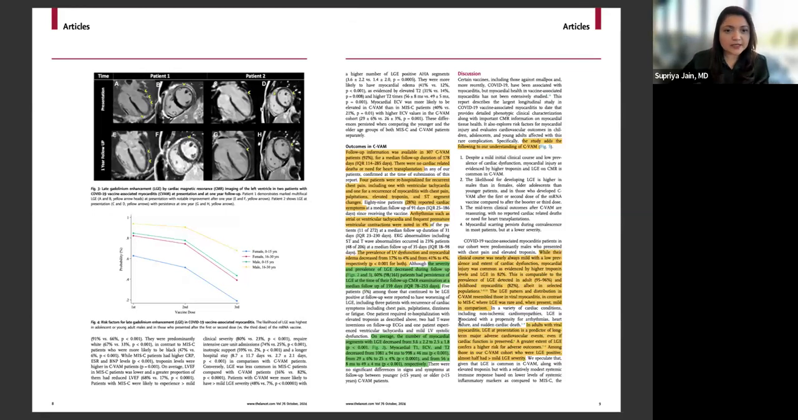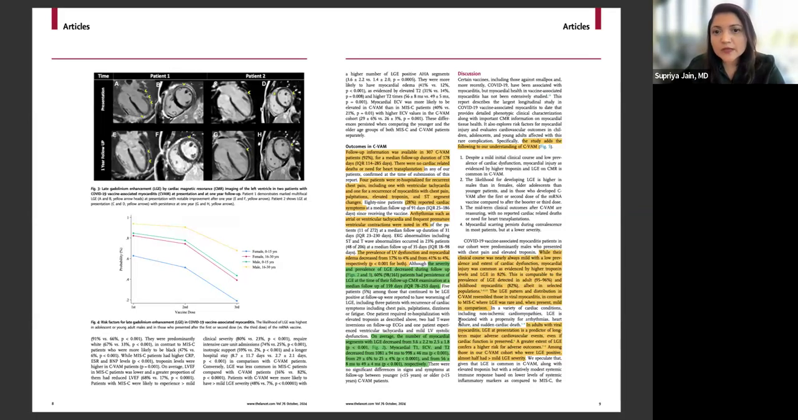Okay, so let me quickly go over the risk factors. As you can see in this diagram, the odds of having LGE were higher if you were male compared to female, if you were in the older age group, greater than 15 years of age, and also higher after the first and second dose compared to the third dose.